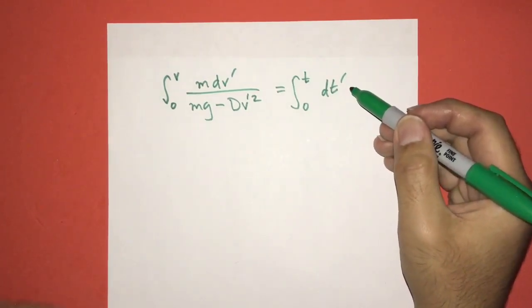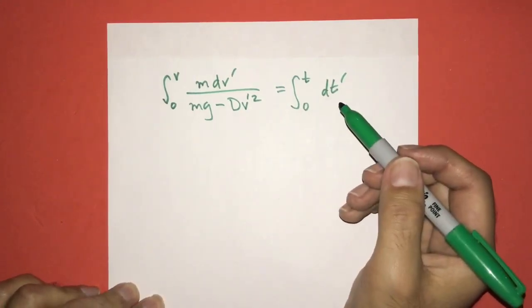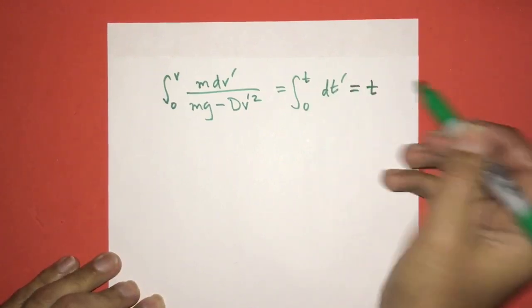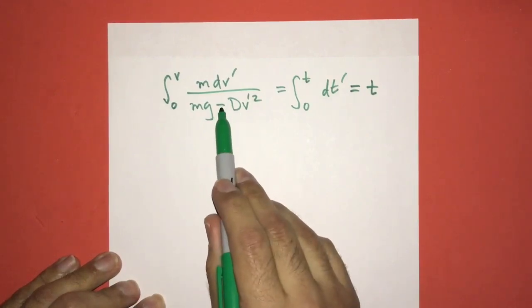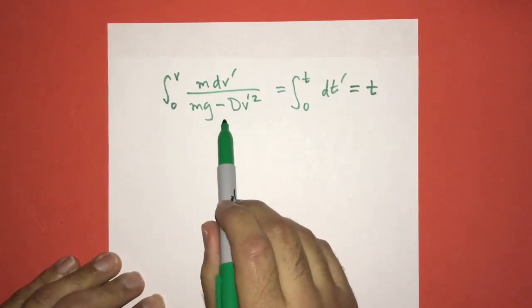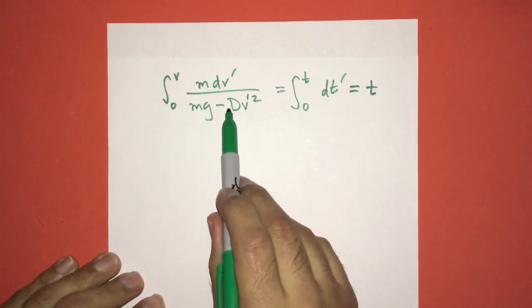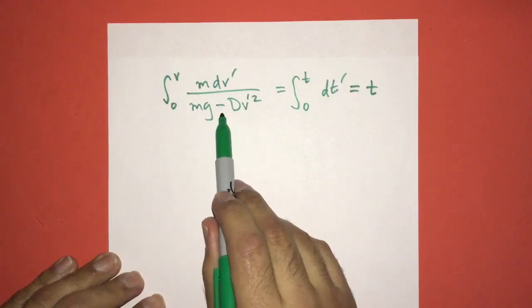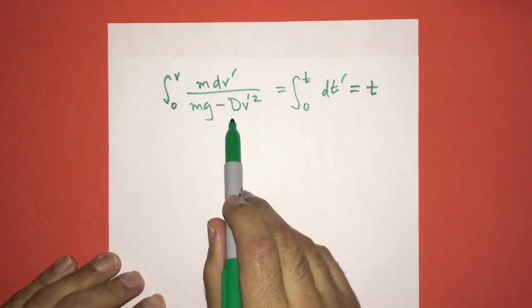Okay, now this part's easy to integrate. Let's see what we get. This part's just going to be t right here. Now this part's going to be a little bit trickier. Well, what can we do? You could look this up in an integral table, but you can also do a substitution. If you're clever, you'll be able to integrate this.